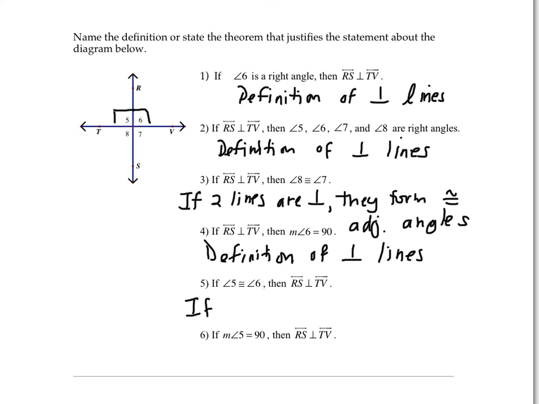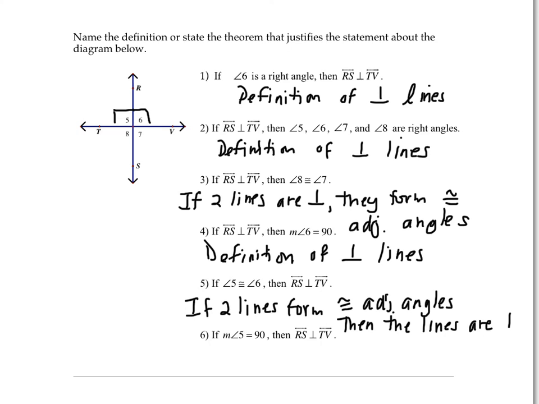So if two lines form congruent adjacent angles, again I abbreviated adjacent here, then the lines are perpendicular. Okay, so again, check it out. We want to conclude that the lines are perpendicular. The theorem ends with perpendicular.